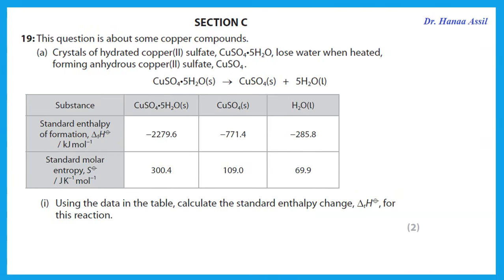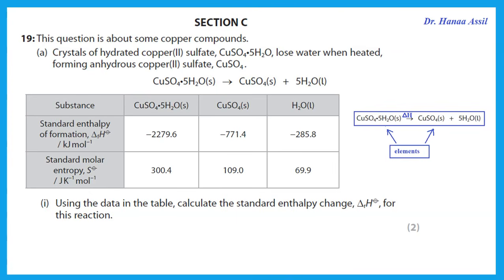This question is about copper compounds. Crystals of hydrated copper sulfate lose water when heated, forming anhydrous copper sulfate. Using the data in the table, so we're given the standard enthalpy of formation of each of the reactants and product and the standard molar entropy, calculate the standard enthalpy change for this reaction.